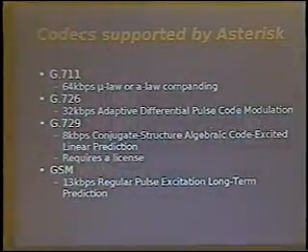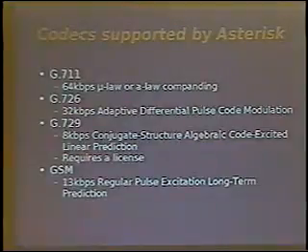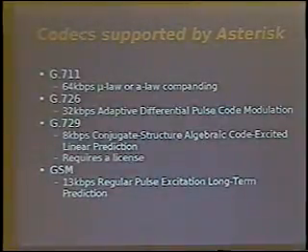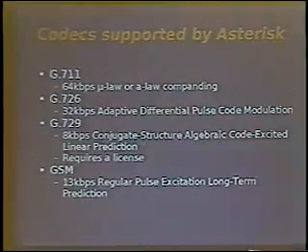Here's what Asterisk supports. G.711, which is 64 kilobit per second mu-law or A-law companding. G.726, which is 32 kilobit per second ADPCM. G.729, which is 8 kilobit per second CS-ACELP, which is conjugate structure algebraic code-excited linear prediction. That requires a license from Digium to purchase. We're going to demonstrate that codec later.